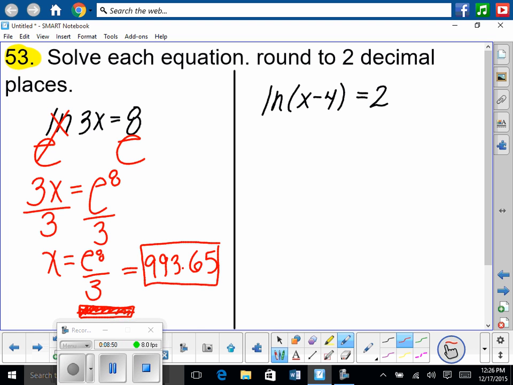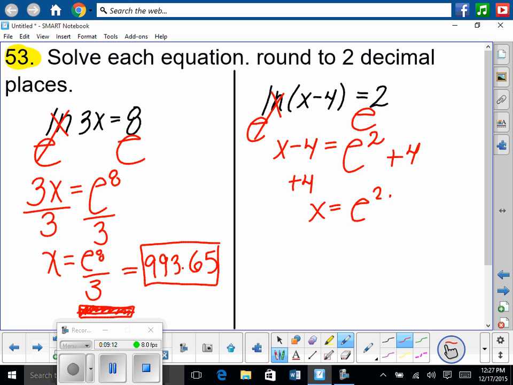So in this next one, once again, nothing added to your ln, nothing multiplied to it. So we've got to isolate the ln. This one's isolated. So now we undo ln. So we're going to undo ln by base e. Base e and ln cancel out, leaving us with x minus 4 is equal to e squared. Then from there, we're just solving for x algebraically, so I'm going to add 4 to both sides. So we have x is equal to e squared plus 4.